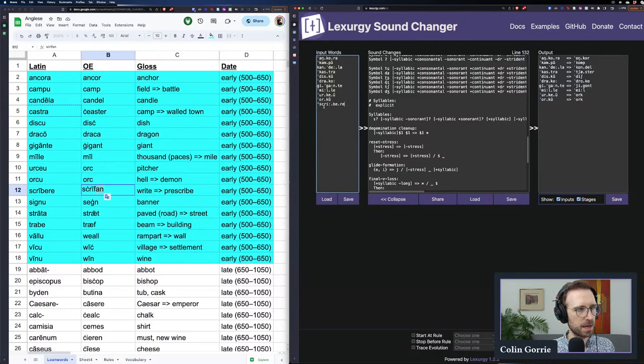So what do we have so far? Oh, not allowed. Why? Ah, it's because I made the wrong symbol. There we go. Schreiber, which is already quite close. What do we need to do? We need to take this B and turn it into a V, which is going to be written in Old English with F.